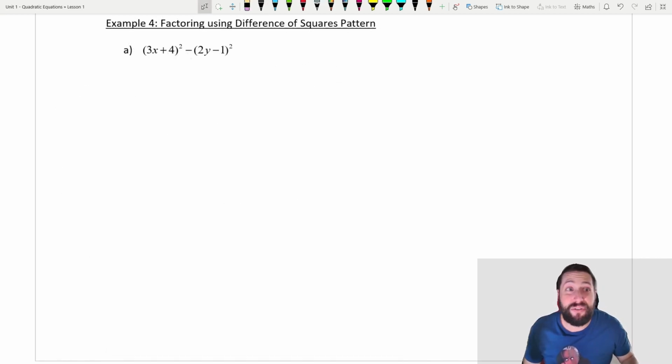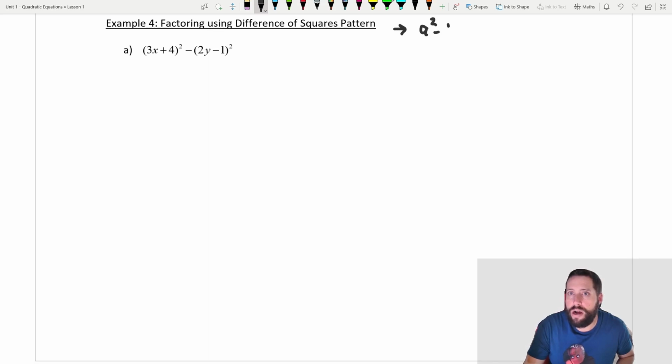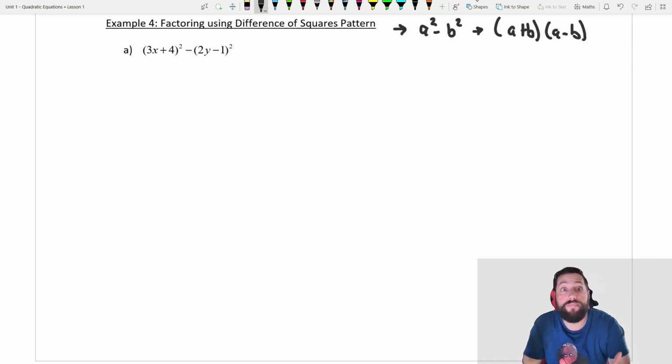Moving on to example 4. So example 4 is we're going to factor using the difference of squares pattern. So the difference of squares pattern, again, is where you have a squared minus b squared, which then factors to a plus b and then a minus b. So that's what we're going to do.